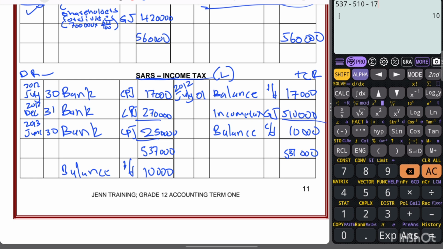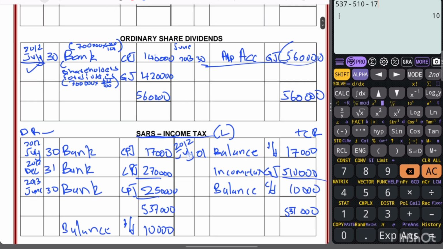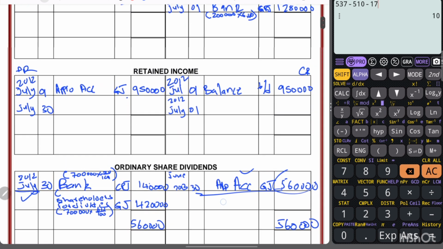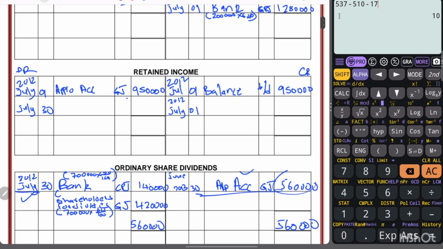Please master this one. Do it over and over again. Now even this one, it's very important. And then now this is our appropriation account. Then we're going to our return income. We're going to write appropriation account here, general.